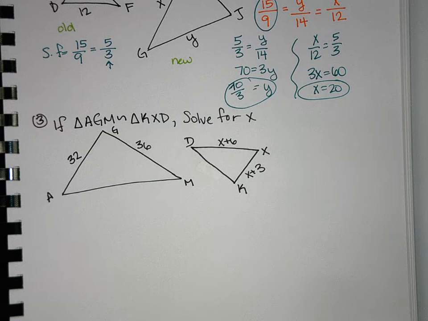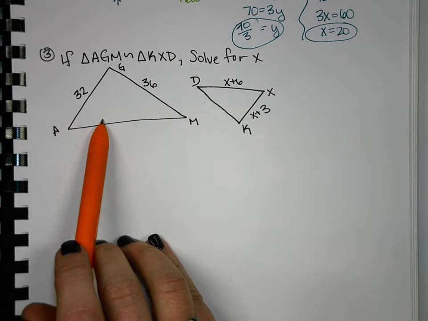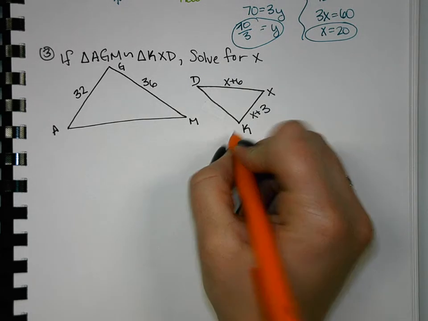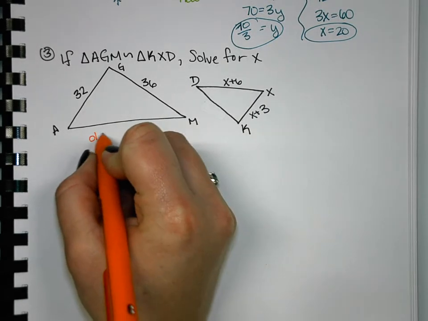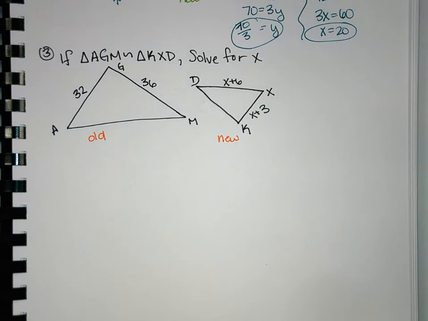So again, when we start this, we want to start by figuring out what are the sides that go together. So which one do we want to call old and which one do we want to call new? Let's do the large one for old. It really doesn't make a difference, but gotta switch it up.